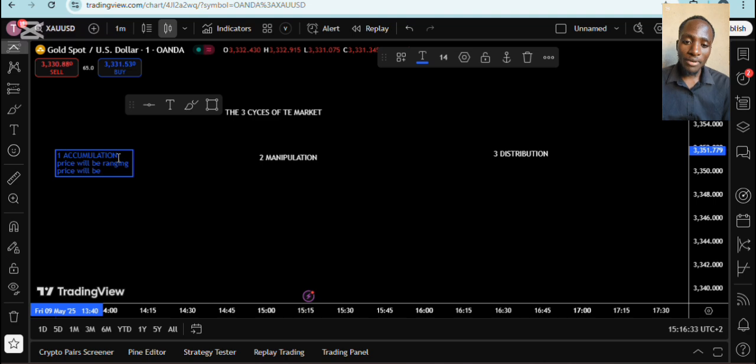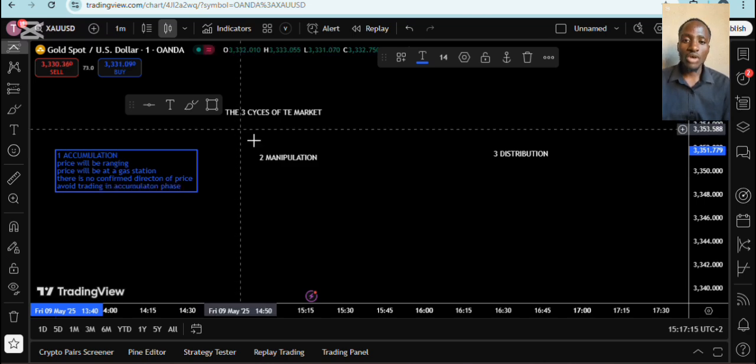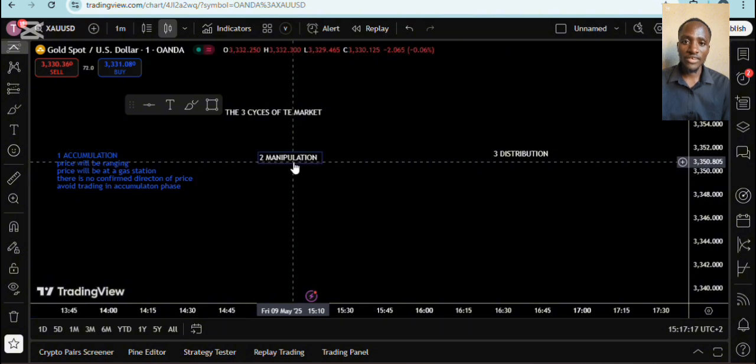And price will be at some kind of a gas station, fueling up, and there is no confirmed direction. There's no confirmation, and you should avoid trading in an accumulation market. Try by all means to stay out of the accumulation phase.